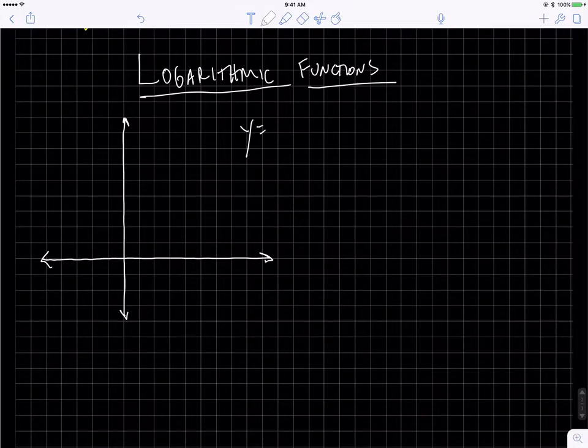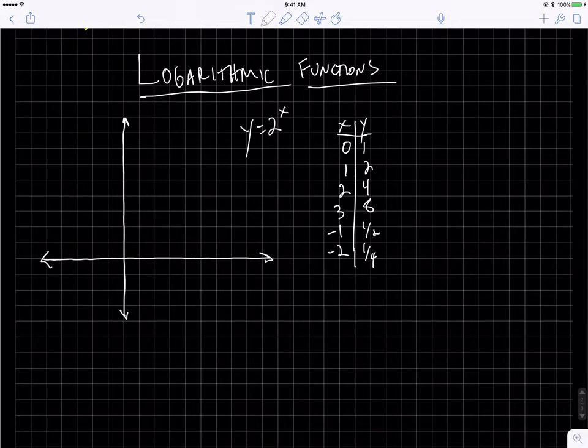We'll look at the exponential function 2 to the x. So if I make a table of values, 0 is 1, 1 is 2, 2 is 4, 3 is 8. Do some negatives. Negative 1 is 1/2. Negative 2 is 1/4. So we start graphing 0, 1, 1, 2, 2, 4, 3, 8. Just keeps doubling. Negative 1, 1/2, negative 2, 1/4. So this is a pretty good look at an exponential growth function.